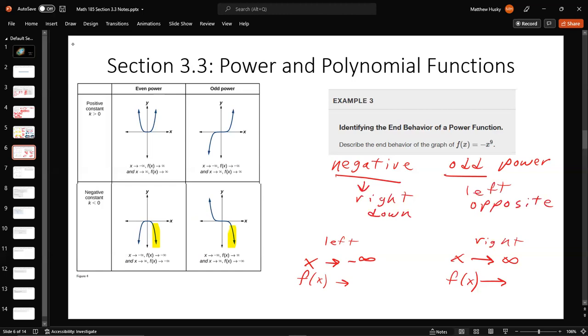Since we have figured out what the right is doing, you kind of have to know what the right is doing before you figure out the left. So since we know the right side's going down, that's why I like to start with the right side. Since we know the right side goes down, that just means that the left side is going to go up. That's the opposite of down. So then the left side goes up. Up is positive infinity. The right side goes down. Down is negative infinity. And there you have it. That would be what the answer would look like. That's the answer that we are going for.